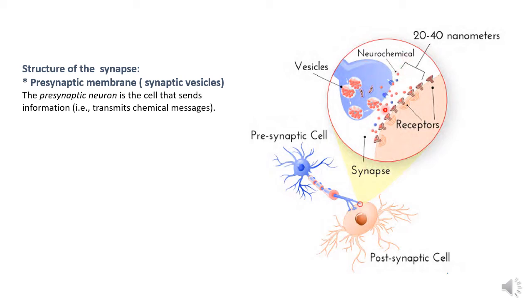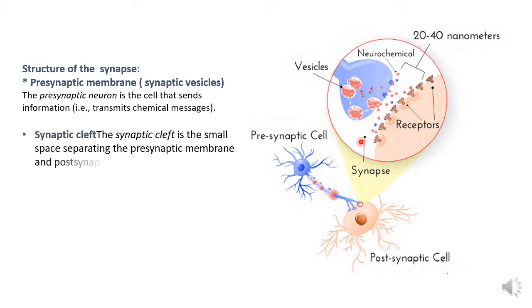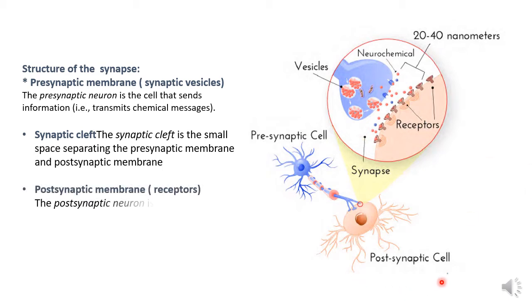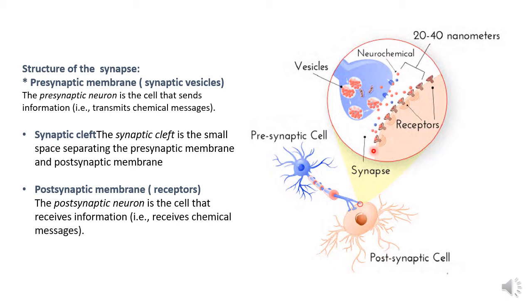The second structure is the synaptic cleft, a space that separates the presynaptic from the postsynaptic membrane. And at last we have the postsynaptic cell, which contains receptors at the surface of its membrane in order to receive the chemical message.